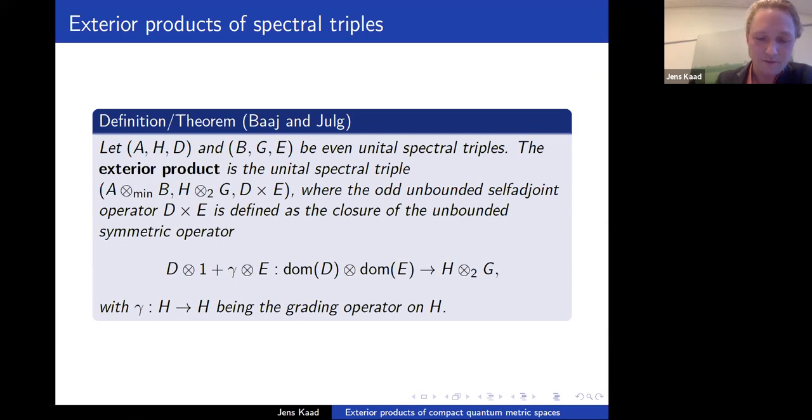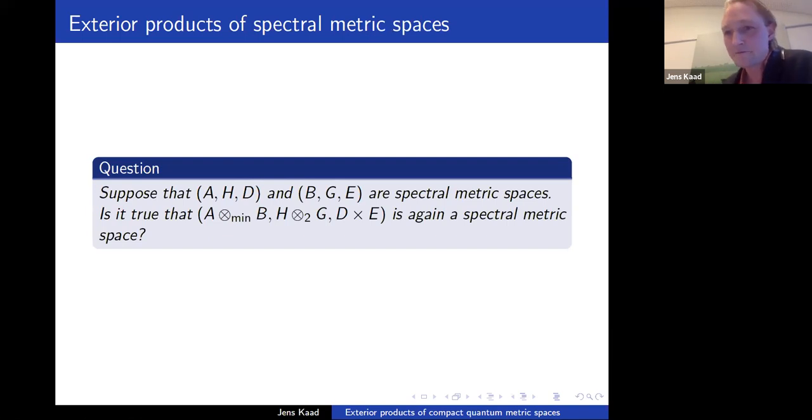So now comes the main question for this talk. Suppose I have two compact spectral metric spaces. Then I can form their exterior product because they are both even unital spectral triples. Is it then true that this exterior product is again a spectral metric space? Can I metrize the weak star topology on the state space of this minimal tensor product using this unbounded product operator? So that's the main question for this talk.